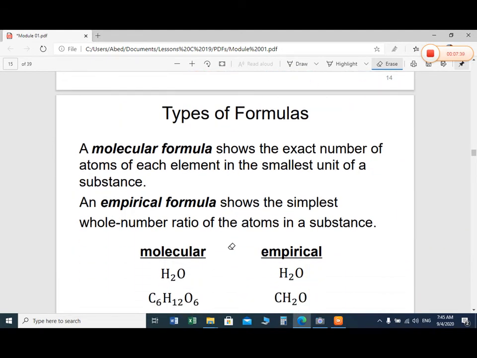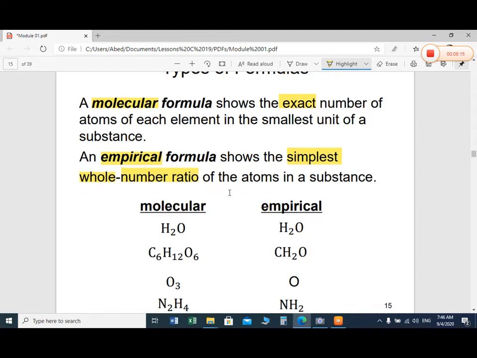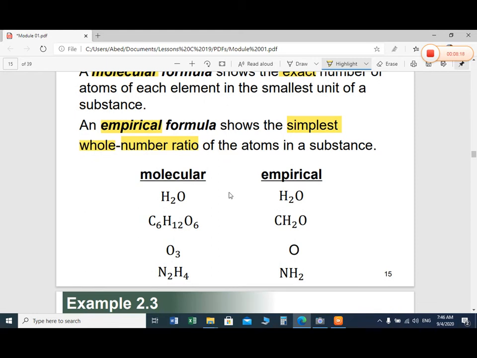Now types of formula. The molecular formula, which we represent a molecule with, has 2 types. Number 1, molecular formula, and another is called empirical formula. The molecular formula shows us the exact number of atoms present in a molecule, while the empirical formula does not show the exact number, but just shows the simplest whole number ratio of the atoms present in a molecule. And how to convert a molecular formula into the empirical formula?